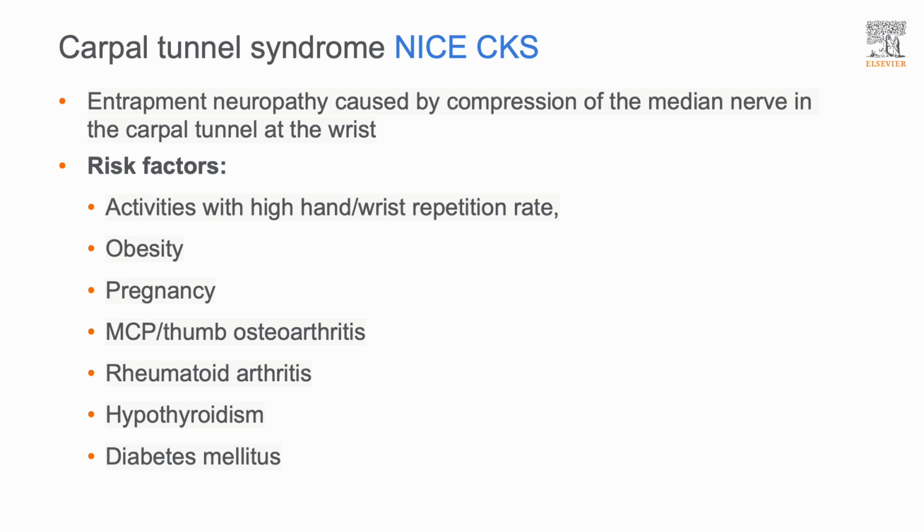Metacarpophalangeal or thumb joint osteoarthritis can cause spurs to form on the carpal bones, trapping the nerve and resulting in symptoms. Both rheumatoid arthritis and hypothyroidism are associated with synovial enlargement and swelling and can cause carpal tunnel syndrome. And in diabetes, it is thought that glucose can attach to the proteins of the tendons in the carpal tunnel, resulting in inflammation and preventing the tendons from moving properly, producing symptoms.